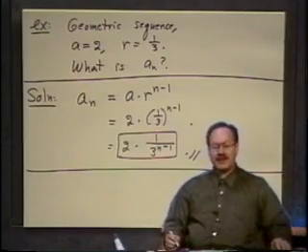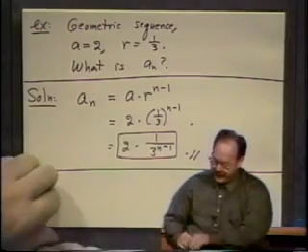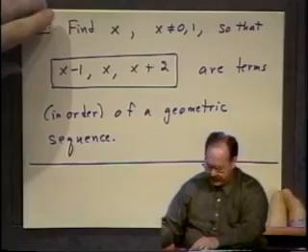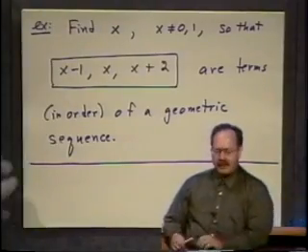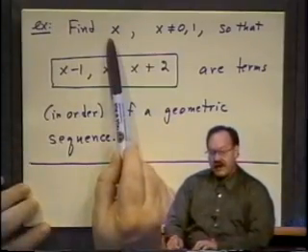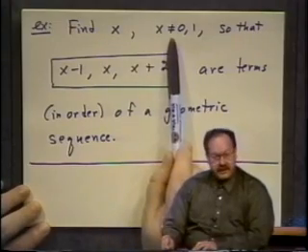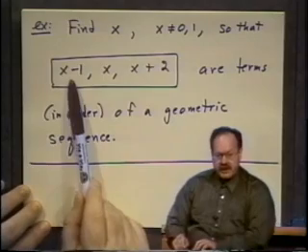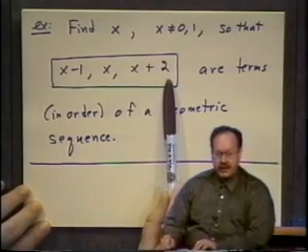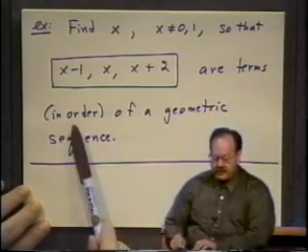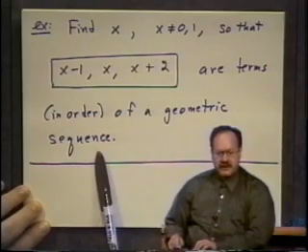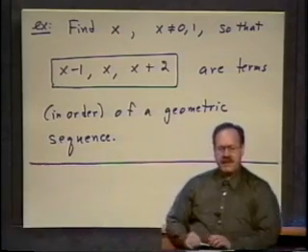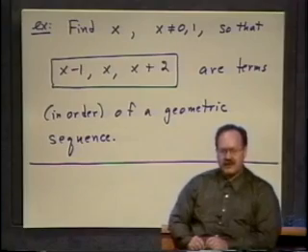Now, let me pose a little question to you to see if you understand the definition of the geometric sequence and a couple of the things we've talked about. Here's the problem. Find x, and we'll assume here that x is not 0 or 1, so that the numbers x minus 1, x, and x plus 2 in order are terms in order of a geometric sequence. So you give that a try, and we'll be back soon.